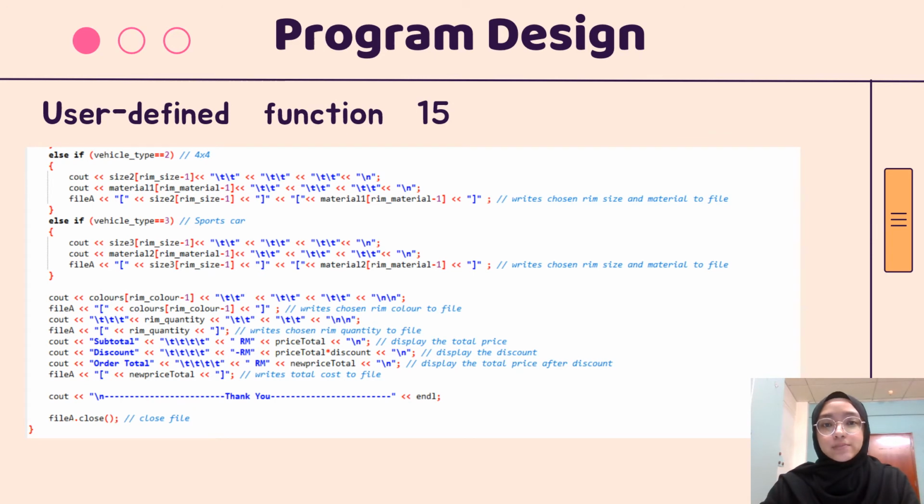The receipt will display the choices that have been made by the user, which include the vehicle type, rim size, rim material, rim color, and the rim quantity. It will also display the price before discount, the discount given, as well as the total price after discount. Throughout this function, the choices made by the user are written into the text file named purchase.